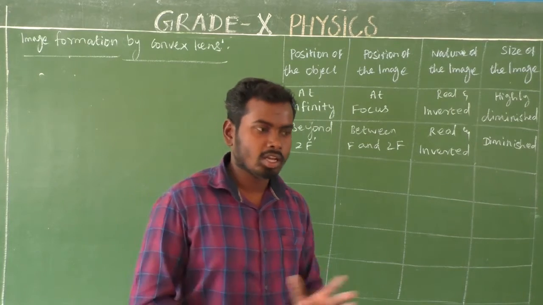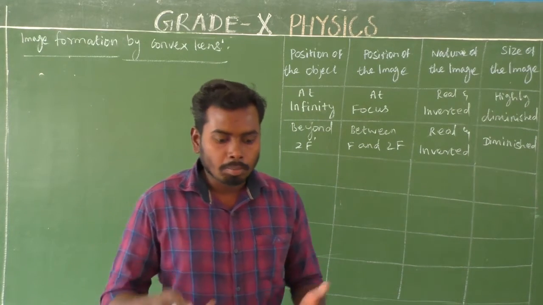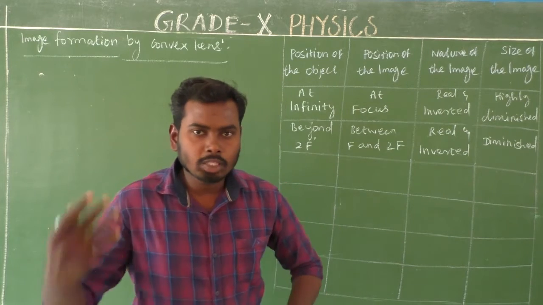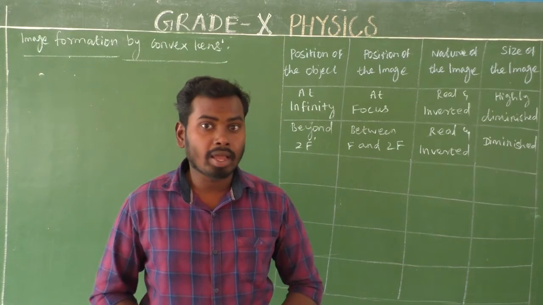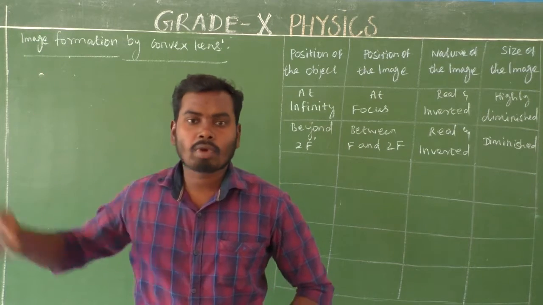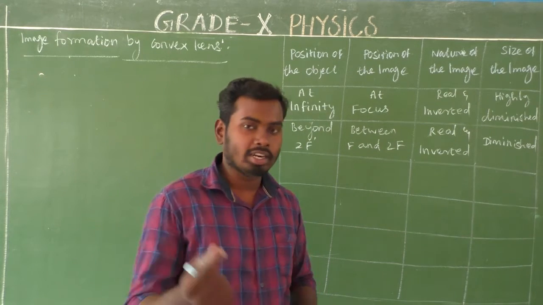So last class we went up to this point. But in this part, I am going to place the object at different positions from the convex lens. So let's get started.